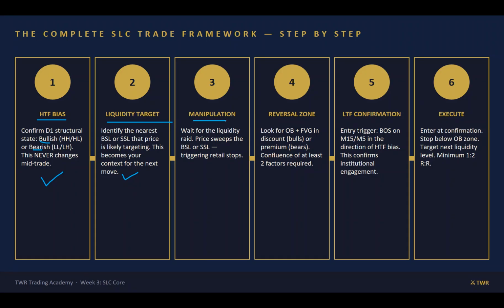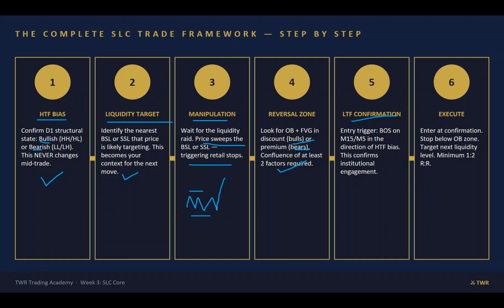Then wait for a manipulation. Wait for a price raid. Look at the accumulation, manipulation. So wait for manipulation, price to sweep out the buy side liquidity or sell side liquidity, triggering all retail stop losses. Then look for an order block or fair value gap in the discounted zone for bulls or premium zone for bears. Like these confluences are two factors that are required.